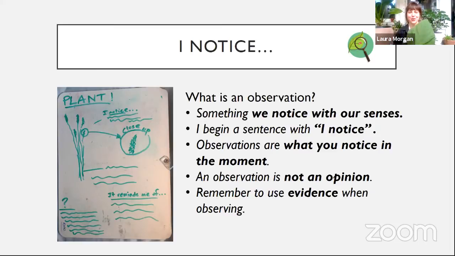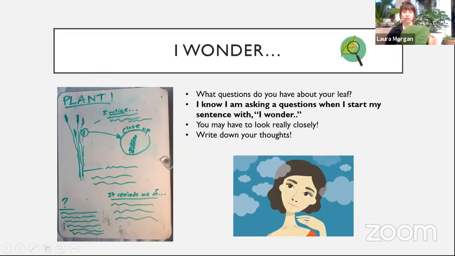Okay, so we just made a bunch of I notice statements. A lot of observations that we just made about our one object. So now I'm going to give you another tool that you can use to help make your observations. So we did I notice. Our next tool that we're going to use is called I wonder. So this is all about asking questions. It's all about the mystery of your leaf.